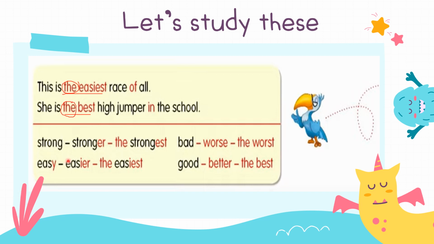Okay, so now let's look at the adjective, comparative, and superlative. So you have to remember this. Strong, stronger, the strongest. Easy ends with Y, right? So you have to remove Y and then replace with I. Easy, easier, the easiest. Bad, worse, the worst. Good, better, the best. So the strongest, the easiest, the worst, and the best are the superlative adjective.